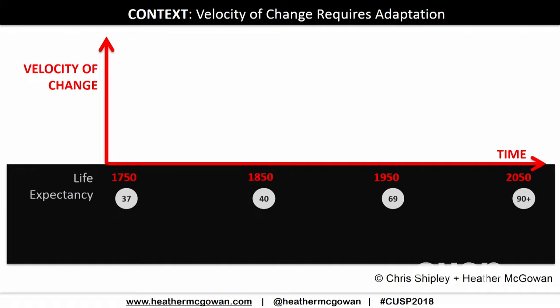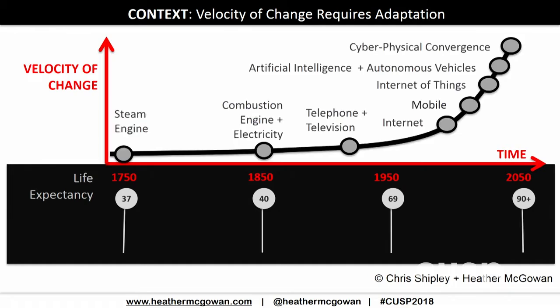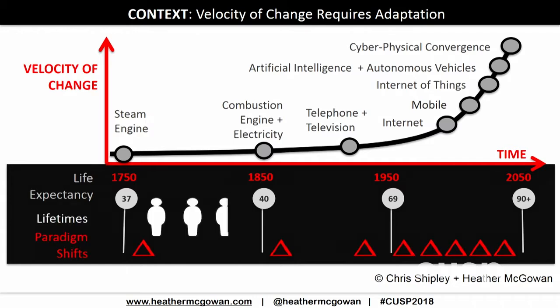Now, if you're born today, there's a good chance you'll live to 100. At the same time, we're going through this massive wave of technology-driven change. Back in 1750, you had 2.5 generations to absorb the change of something like the steam engine. Now you're going to have to absorb 4 or 5 different paradigm shifts within a single generation.